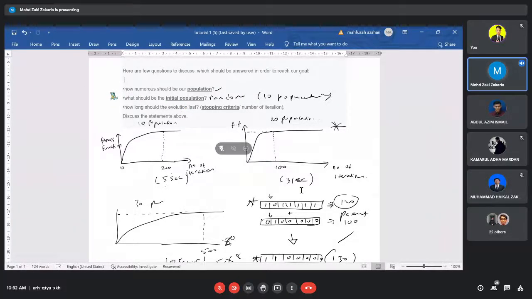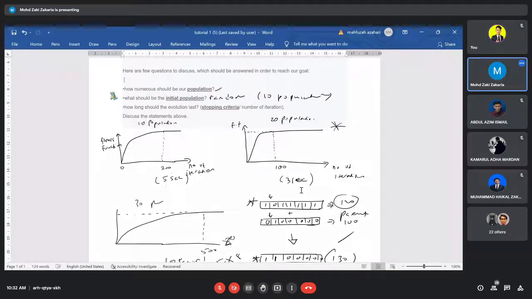Okay. So, how long should the evolution last? It means stopping criteria. So how to decide the number of iterations? Stopping criteria means number of iterations. Maybe sometimes you saw in articles that the number of iterations is 2,000, 3,000, 100,000, 100. So how to decide?